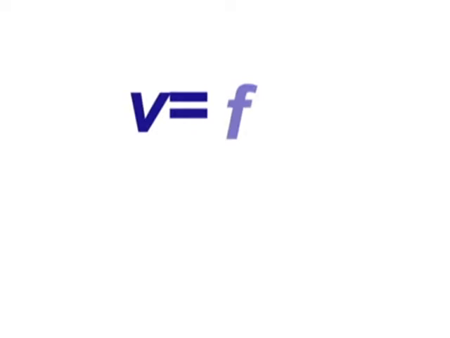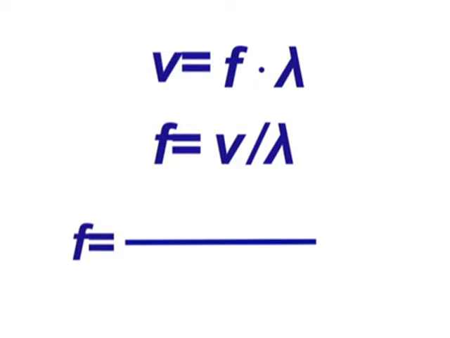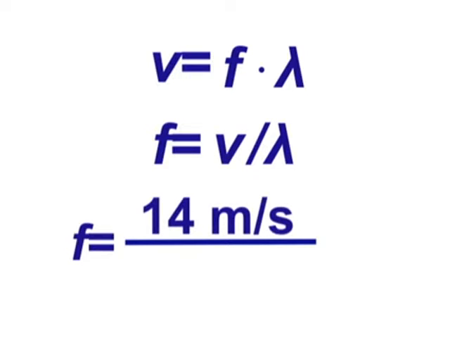Oh, we're not given the frequency, but we are given the velocity and we're given the wavelength. And so I can use this expression. Velocity is equal to frequency times wavelength. And I'll just recast it this way. Frequency is equal to velocity divided by wavelength. The velocity is 14 meters per second. The wavelength is 190 meters.